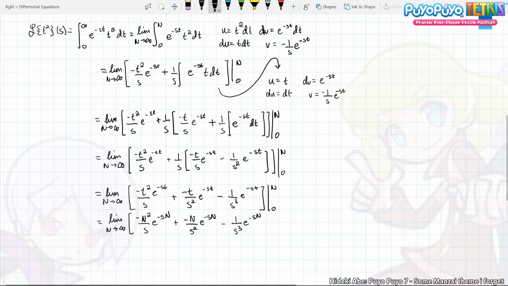Okay, if t is 0, that's just 0. The second term is also 0. But then the final term is 1 over s cubed. But then the other ones, those all just approach 0, don't they? So then, in the end, just 1 over s cubed. It's funny how such a gigantic, ridiculous-looking problem simplifies to something really simple.